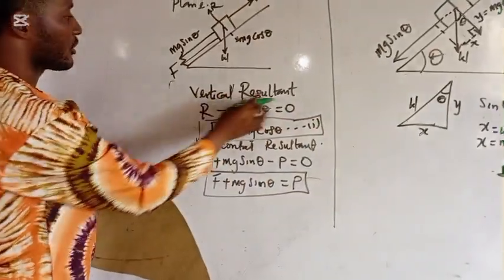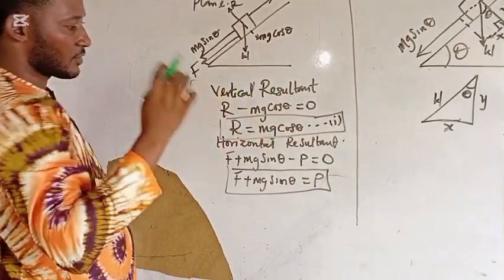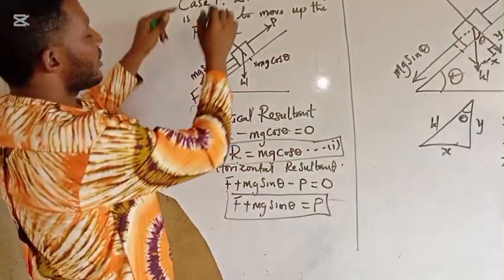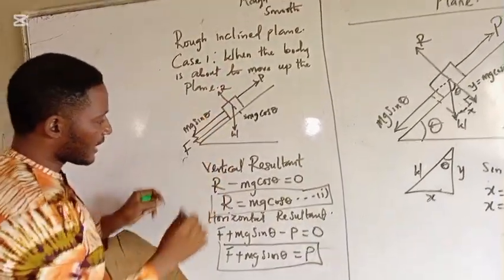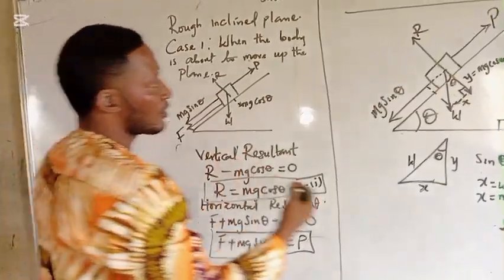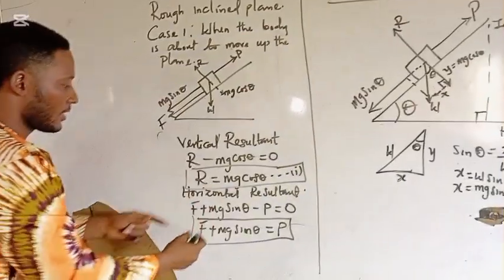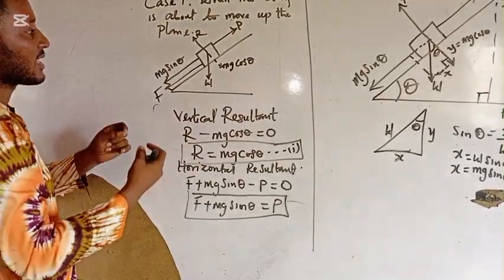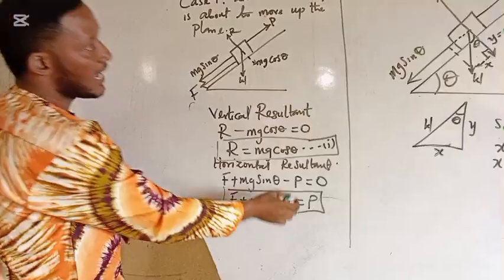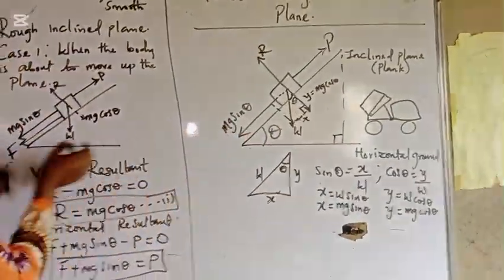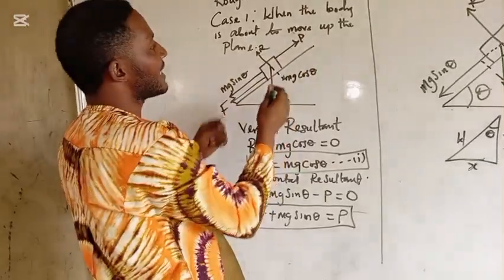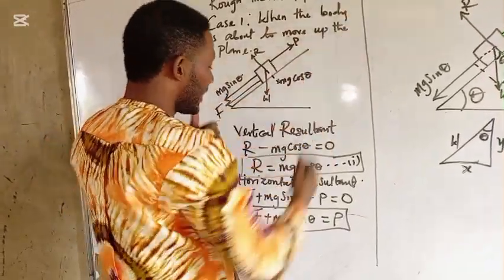So these are the two forces we need to actually consider. That is the resultant vertically and the resultant horizontally. So these two formulas are very, very important when solving problems in this kind of case. Don't forget, R represents the normal reaction. That is the upward force the plane is exerting against the body. F is the frictional force. That is the force that opposes motion. Mg sine theta is the force capable of sliding the object down the plane, while P is the pulling force. That is the force capable of moving the object off the plane.